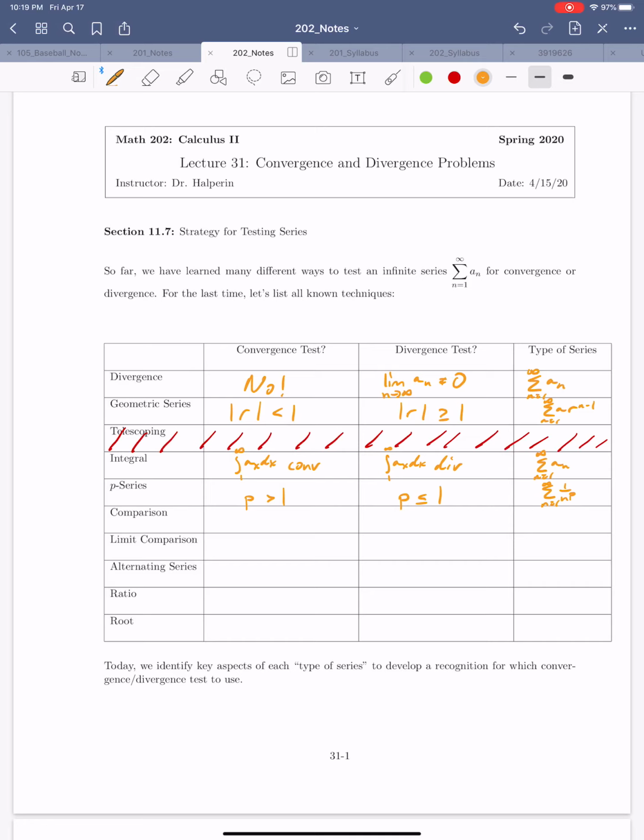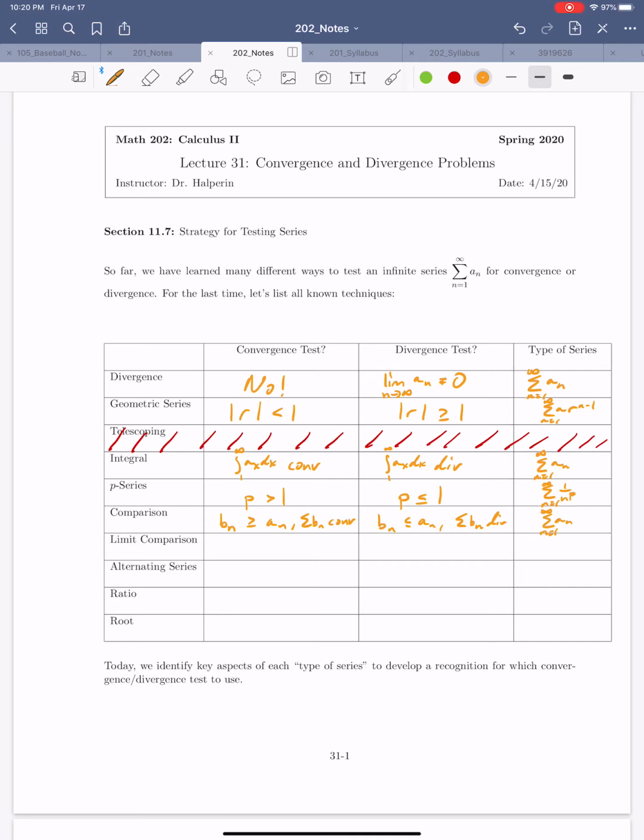The comparison test requires a little bit of work, right? Because you've got a series with a general term a_n. If we can find some term b_n that's greater than or equal to a_n, and the sum of b_n converges. Or if we can find some series b_n that's less than our general term a_n, and the sum of b_n diverges.